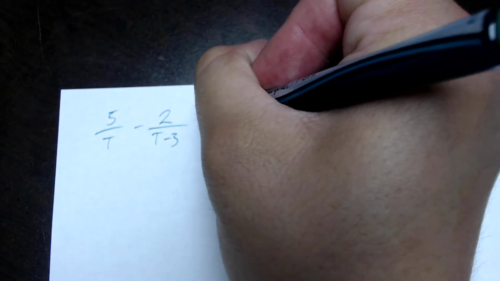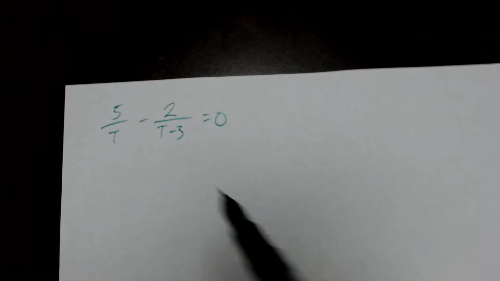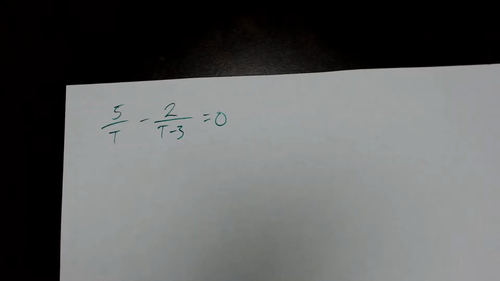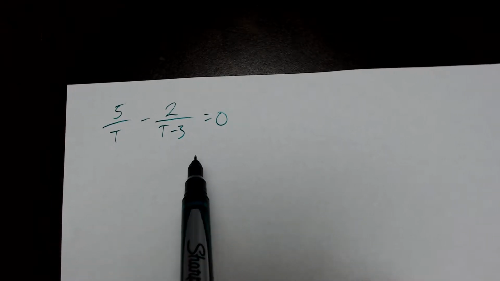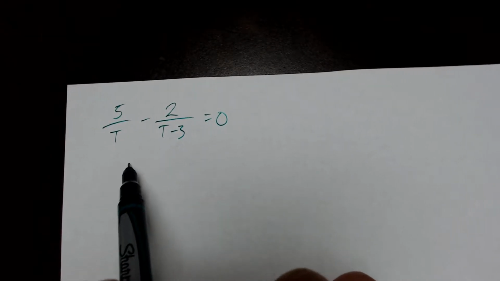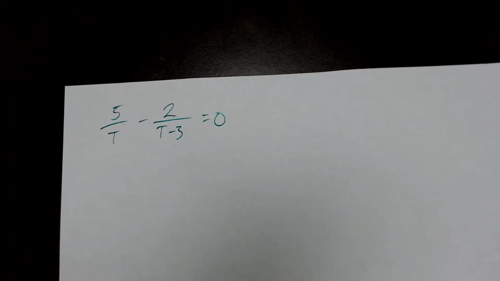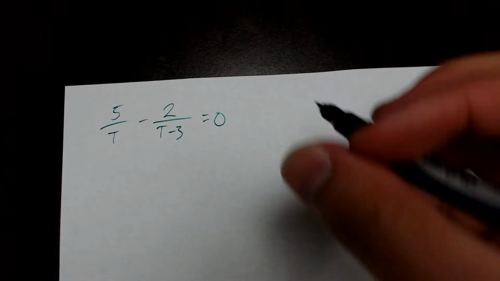The first one is 5 over t minus 2 over t minus 3 equals 0. Now, we have to be careful. If you remember, the first thing we do is try to find the least common multiple. So we look at all the denominators. Some of you will be tempted to say the least common multiple is t minus 3. That would be incorrect, because this denominator has a minus sign in it, so that makes it a polynomial.